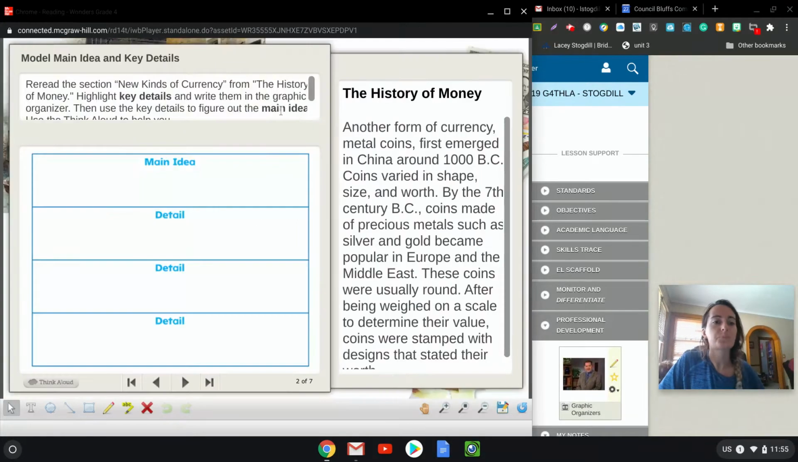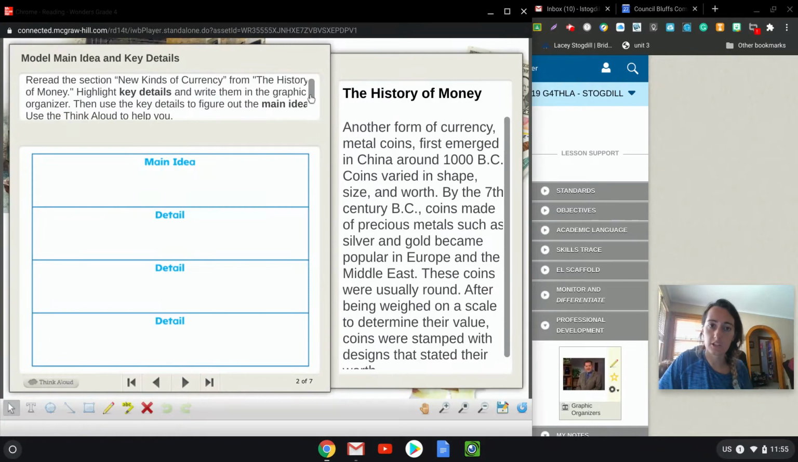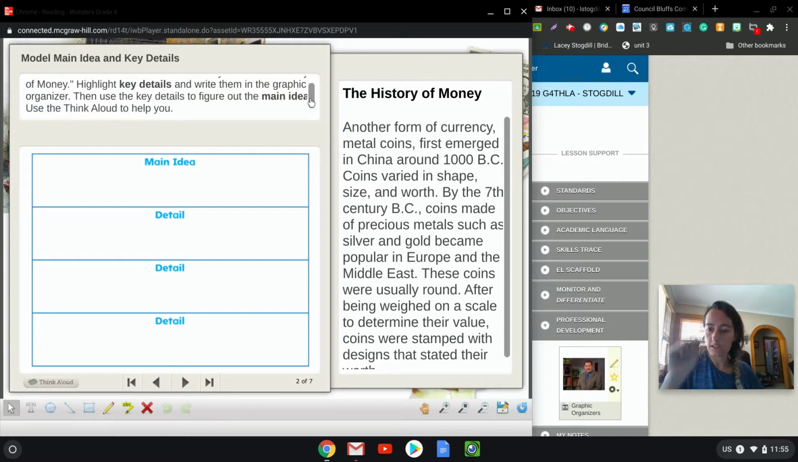So let's practice. We're going to reread the section "New Kinds of Currency" from "The History of Money," that story we read yesterday. We're going to highlight those key details. I don't think I'm going to use my highlighter tool. It doesn't work so well. And we're going to just write them in the graphic organizer. Then use the key details to figure out the main idea. And I can use this think aloud to help me, but I feel like I've got this main idea and key detail thing down. So, the history of money.